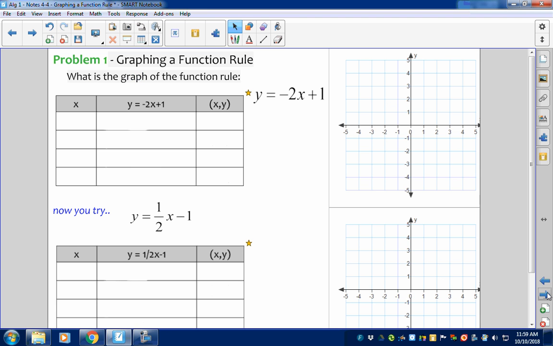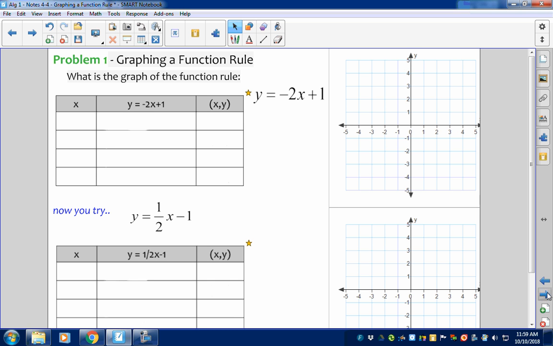Alright, so here's what we're going to be doing. You guys will be creating an XY table. We call them sometimes T tables. You will be coming up with the numbers for X to plug in. Okay, is that clear? I'll say it one more time here, guys. You will be coming up with the numbers to plug in for X.